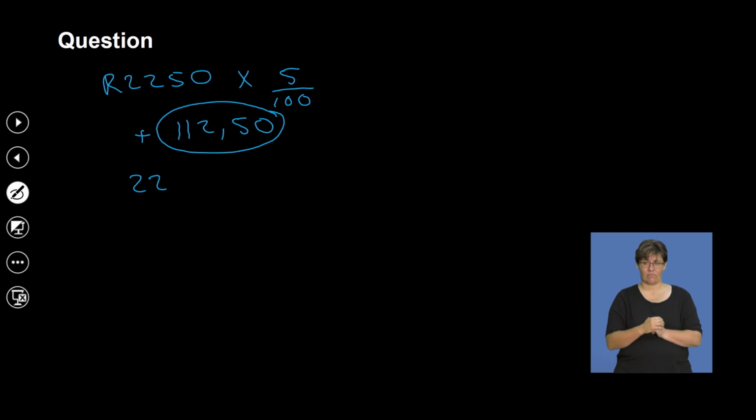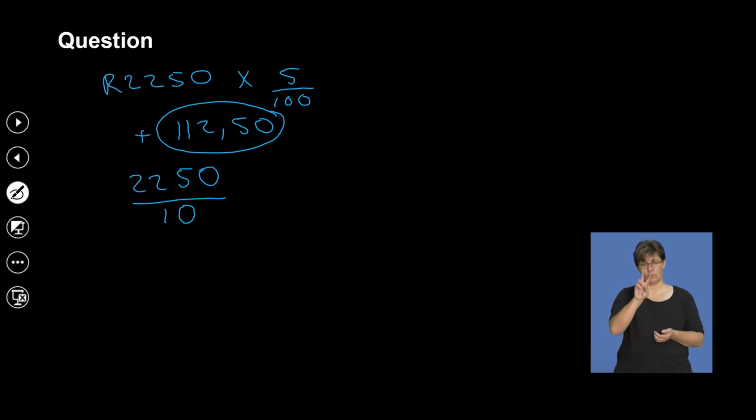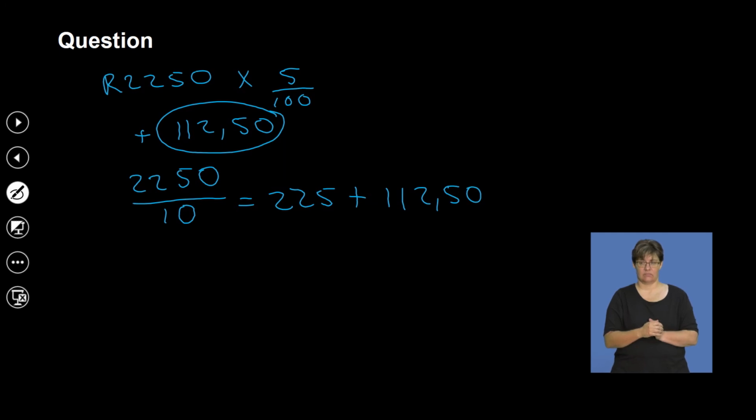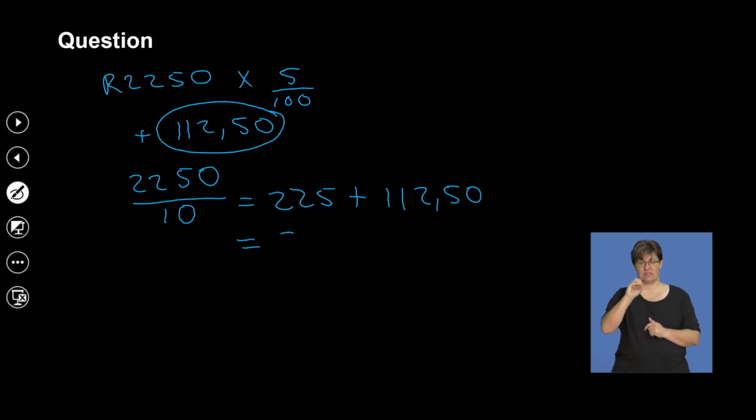So what he actually needs to pay per month for the 10 months is this, with 10 equal payments, right? So that means it's 2,250 divided by 10, and this gives me 225, right? So this is 225 plus 112 rands and 50 cents. And that's what Sipho will be paying each and every month to the manager of the store. And this is 337 rands and 50 cents.